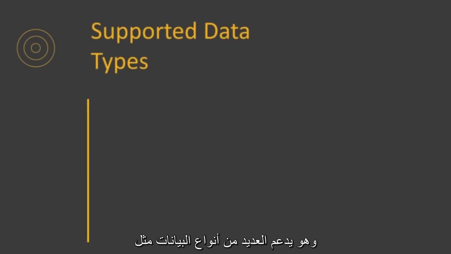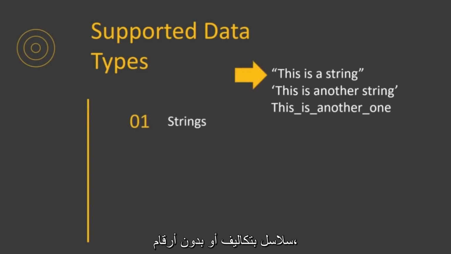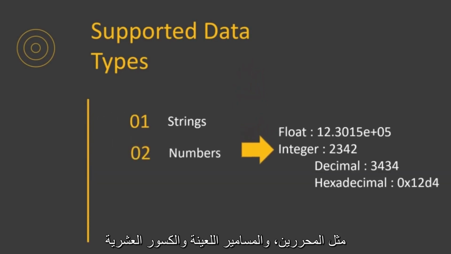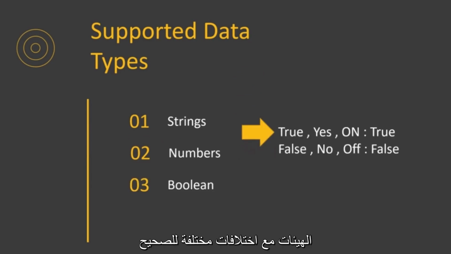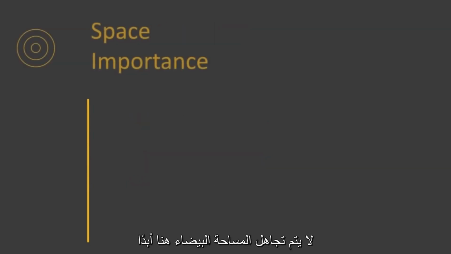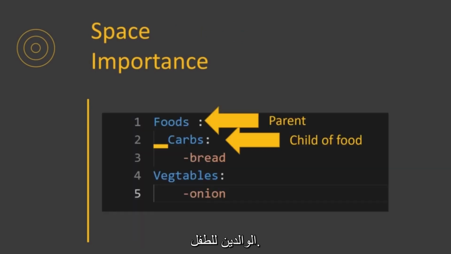It supports many data types like strings, with quotes or without, numbers like integers, floating points, and decimals. Booleans with different variations for true and false. So, for example, true and yes are for true, and false, no, and off for false. The white space is never ignored in here. One space can change an object from a parent to a child.